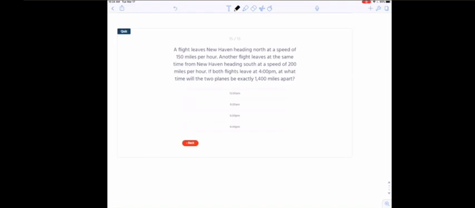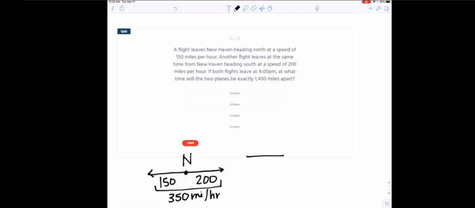Okay? So we have our point, New Haven. One flight goes north 150 miles every 1 hour. The other one goes south 200 miles every 1 hour. That means that the total separation between the two planes every 1 hour is 350 miles per hour. Okay? Now, we want to know how long will it take to get 1,400 miles apart.